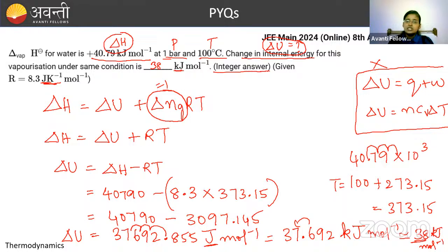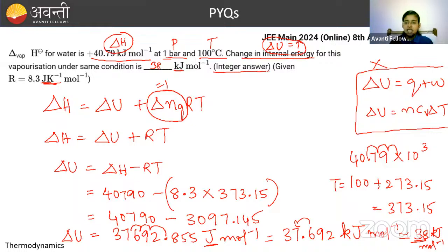So I have used the relationship between delta H and delta U. Then since we are dealing with 1 mole of water, the number of moles is taken as 1. And the remaining values are substituted in the formula. And the only thing that you have to concentrate on is the unit.